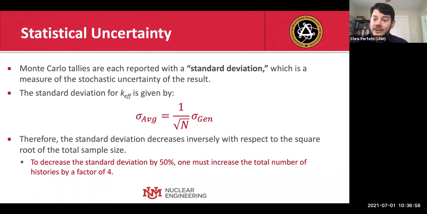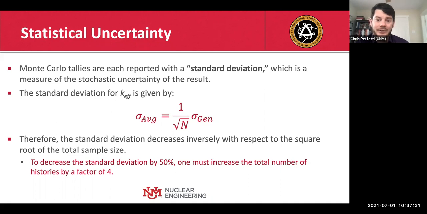So this is useful when you run Monte Carlo calculations because you might have a target. You might say, I want a 10 PCM uncertainty in my eigenvalue or something like that. So if your simulation has a 100 PCM uncertainty, that means you want to reduce it by a factor of 10. So you have to use 10 squared as many particles. So 100 times as many particles in that simulation to get to your target uncertainty.